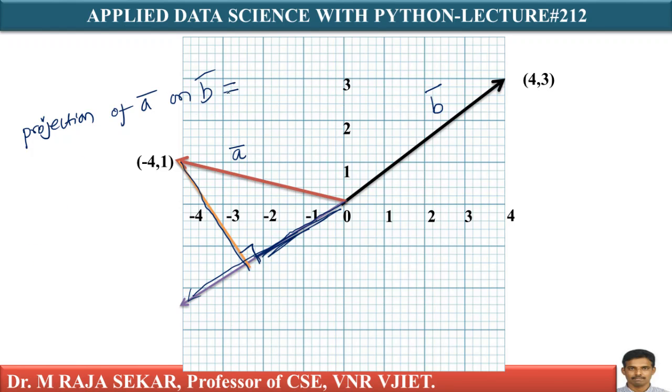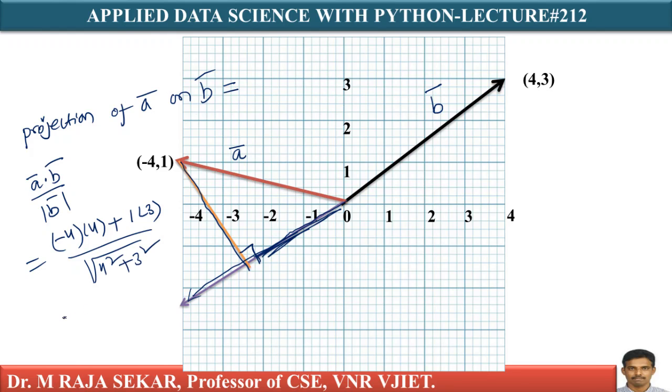It is simple and straightforward. First, let me calculate the scalar projection. How can I calculate the scalar projection? A bar dot B bar by mod B bar. That's the formula. What is my A bar? Minus 4 into 4, this is the dot product, and 1 into 3. By mod B bar means under root of 4 square plus 3 square. Therefore, minus 16 plus 3 by root 25, which is 5. What will you get? 3 minus 16 is minus 13, by 5. This is the scalar projection.